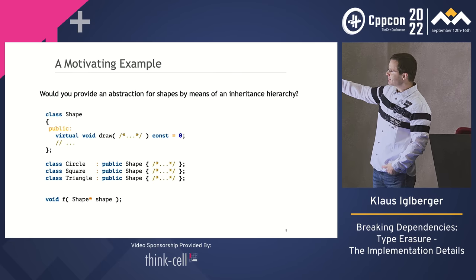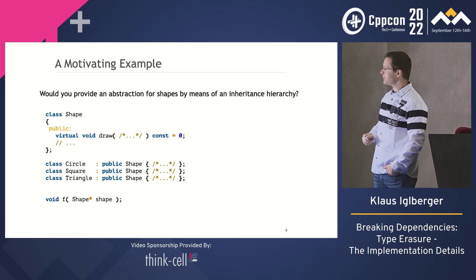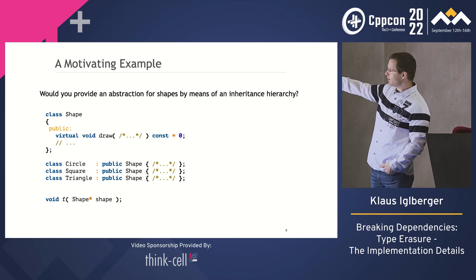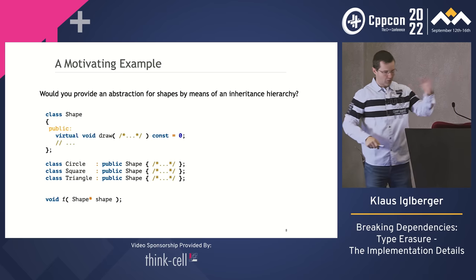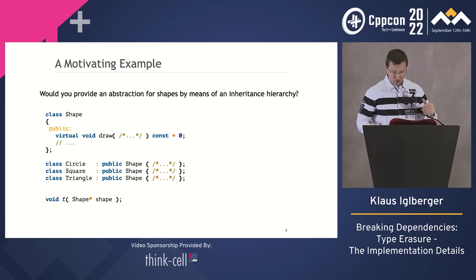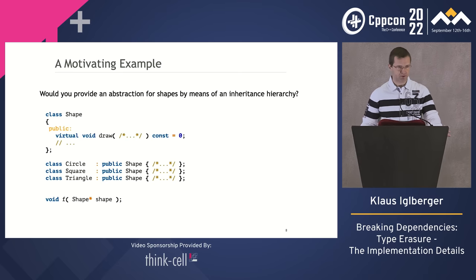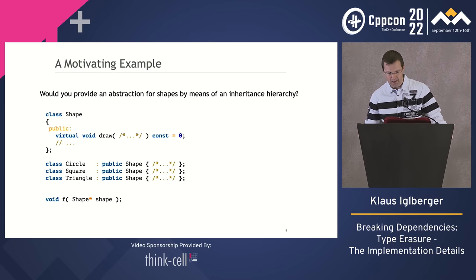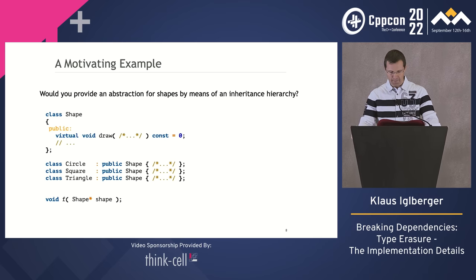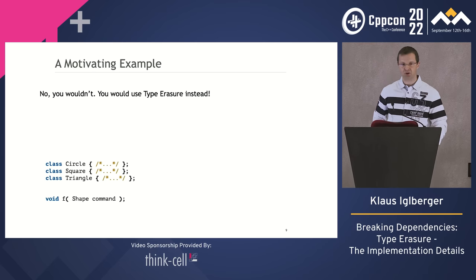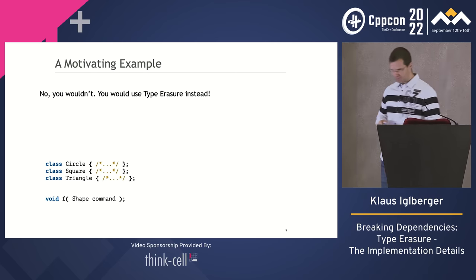So let's consider my kind of go-to problem, a shape class with a pure virtual draw function, which you implement in many, many derived classes, circle, square, triangle, whatever. And a function f now takes a shape and does something with this shape. Now today I would also not do this. There's absolutely no need. I would write a type erasure wrapper. And that's exactly what we're gonna do.